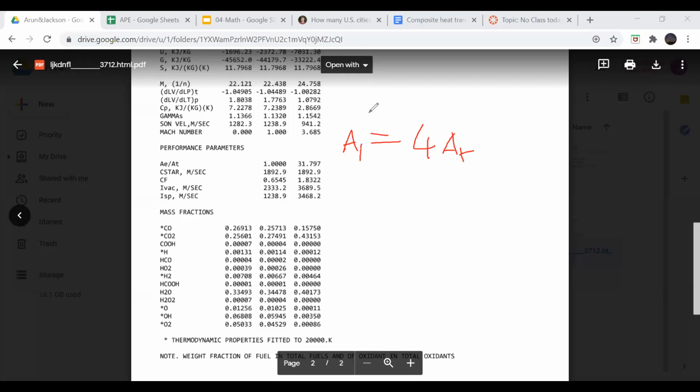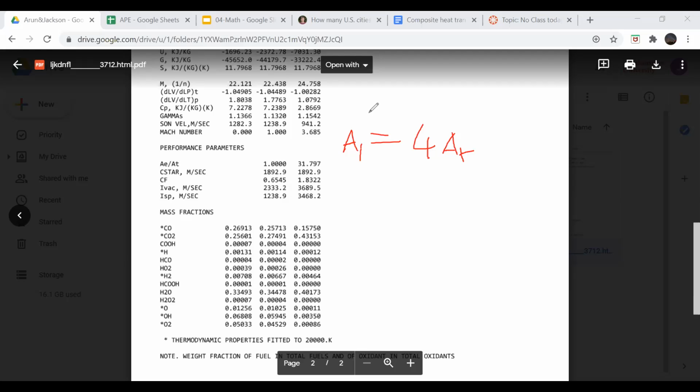The rule of thumb behind that is basically you need at least 4 times the area at the nozzle inlet than the throat in order to get choked flow, where it reaches a Mach number of 1 at the throat.